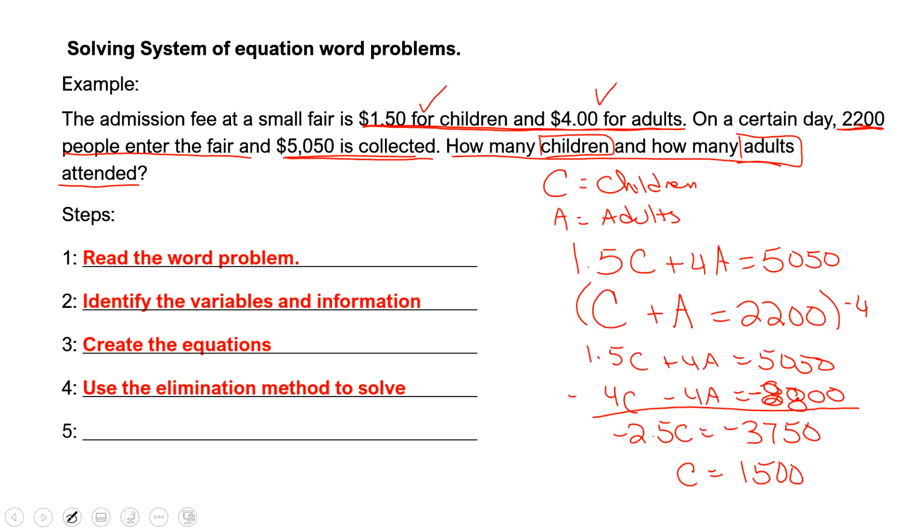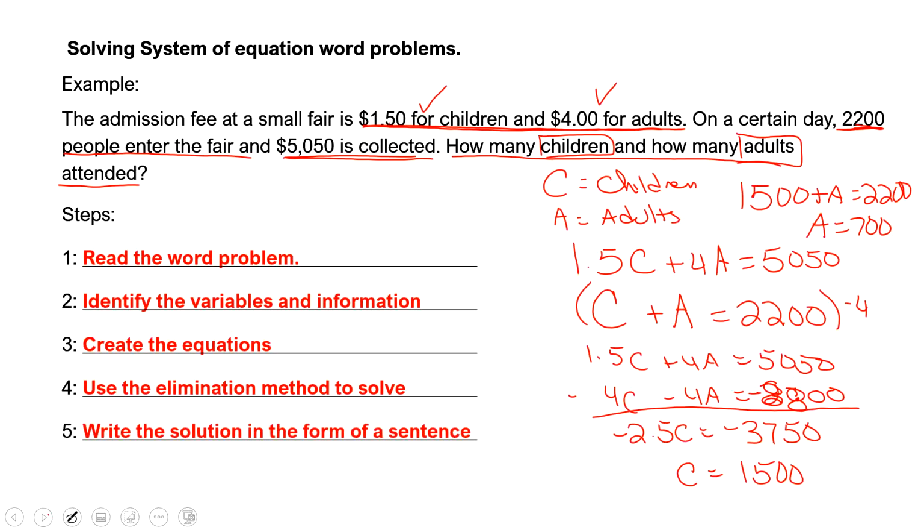So that tells me there were 1500 kids that went to the fair that day. I'm going to plug that into my equation of the children plus adults. So 1500 plus A equals 2200. So A equals 700 kids, or adults, sorry.